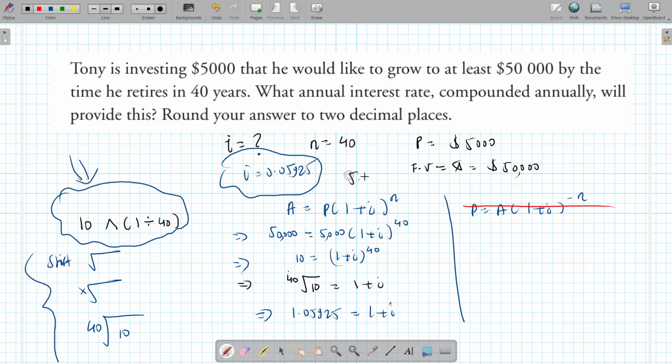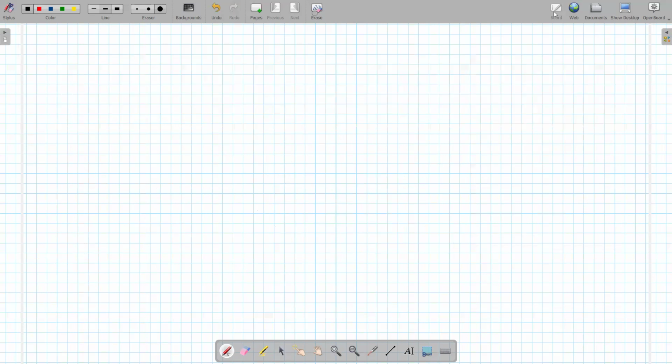So that's it for this question. That's how you want to do it when the interest rate is missing. You have to do the x root. Does this make sense? We're just using these formulas.